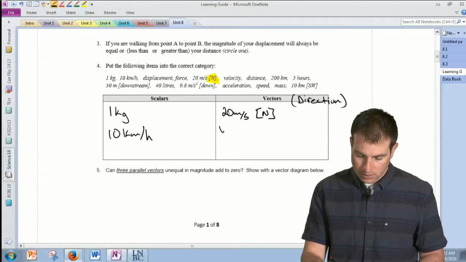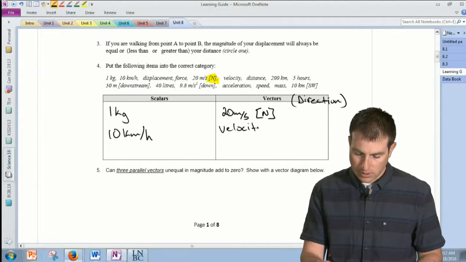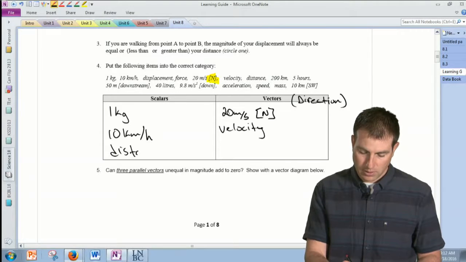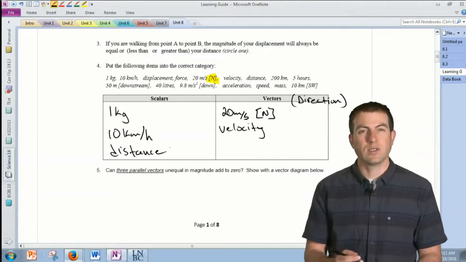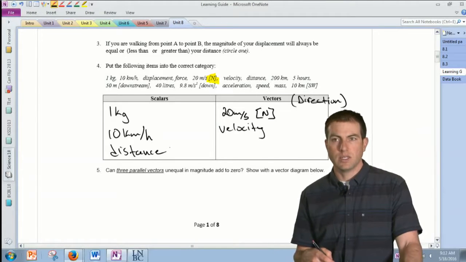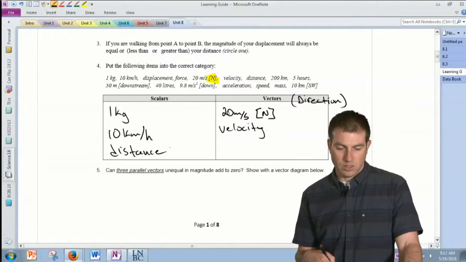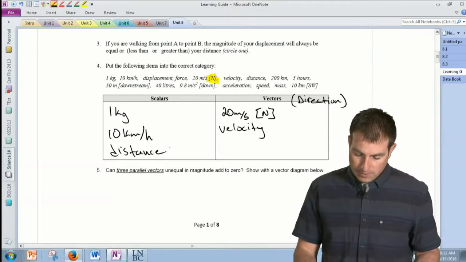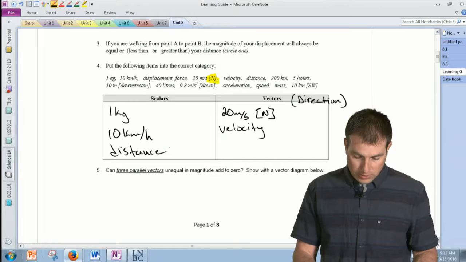Velocity is a vector, distance is a scalar. And distance is one of these tricky ones. Distance is just how far you went and doesn't have any sort of direction associated with it. Does that give you a good start on that one?